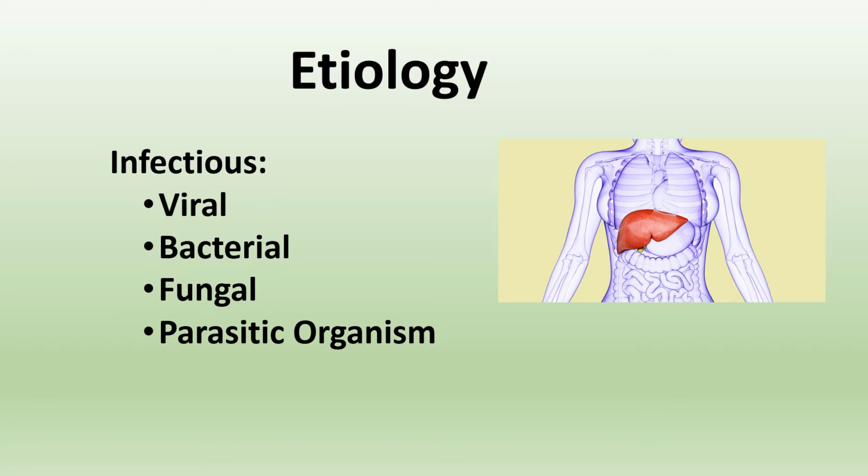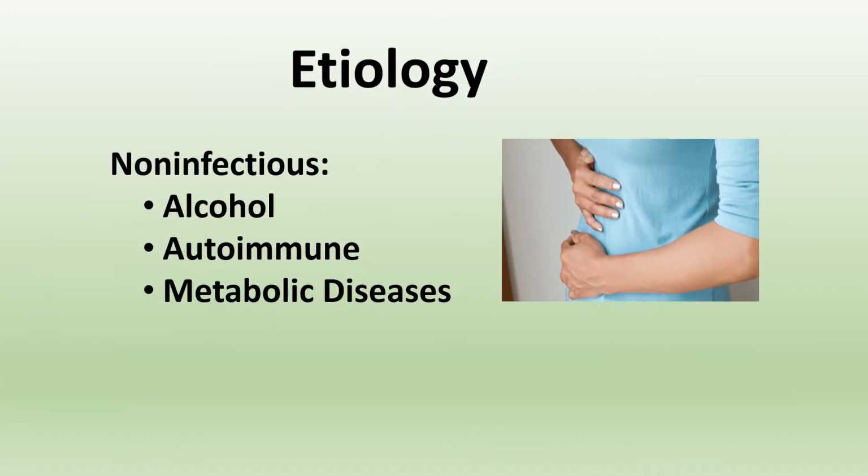Acute hepatitis refers to inflammation of the liver. This may be caused by infections such as viral, bacterial, fungal, and parasitic organisms. Acute hepatitis can also be caused by non-infections. This may include alcohol and drug use, autoimmune diseases, and metabolic diseases.